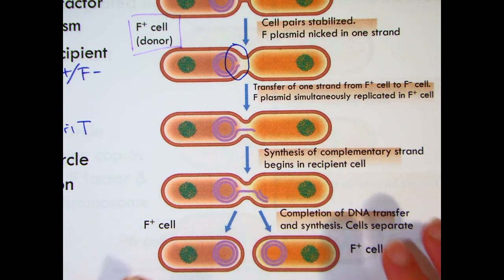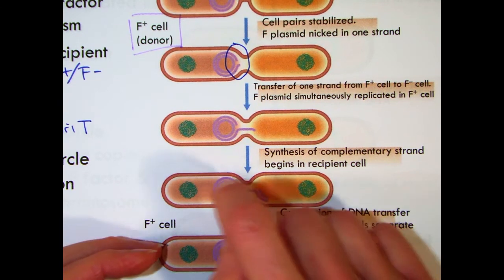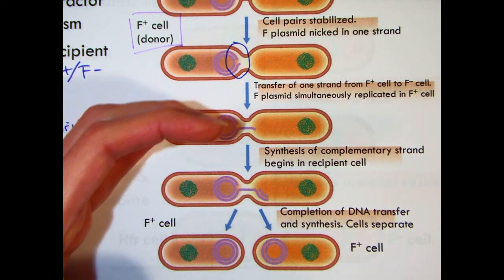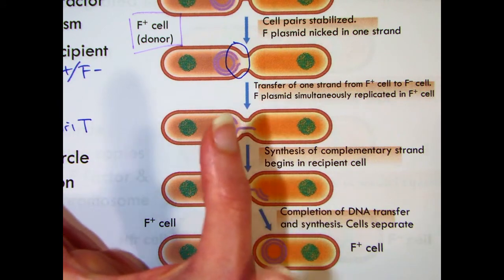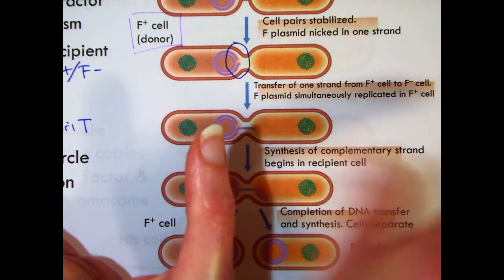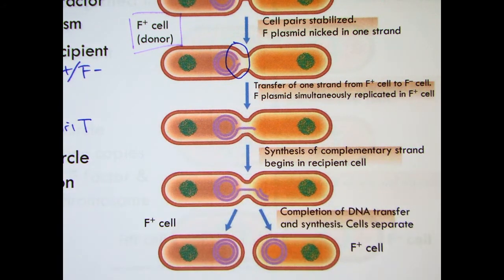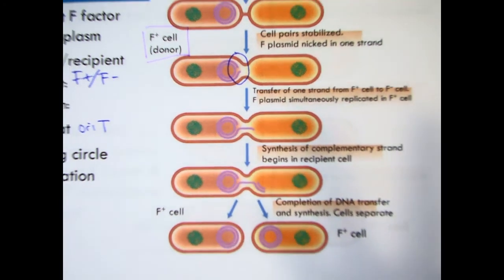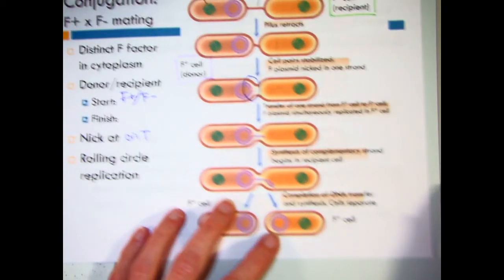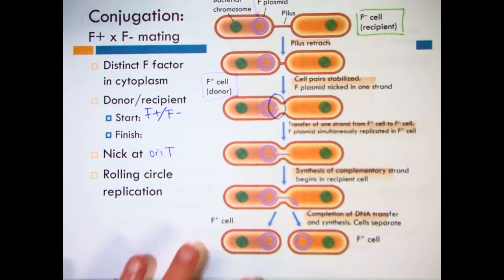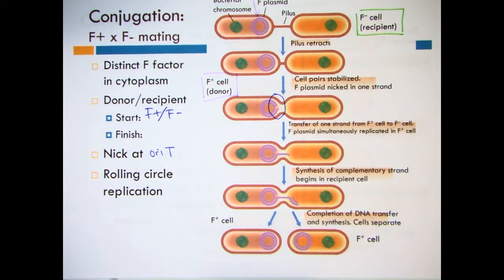So this is called rolling circle replication because the F plasmid in the donor cell will move around, and then the single-stranded product will kind of go off to the side like that. I hope that you guys think that this is as nifty as I think it is. Well, whether you do or not, it's still nifty. Okay, so that's what happens.